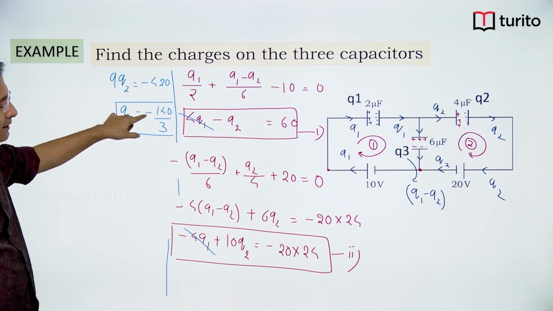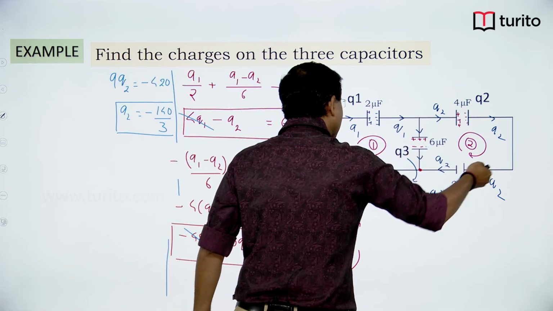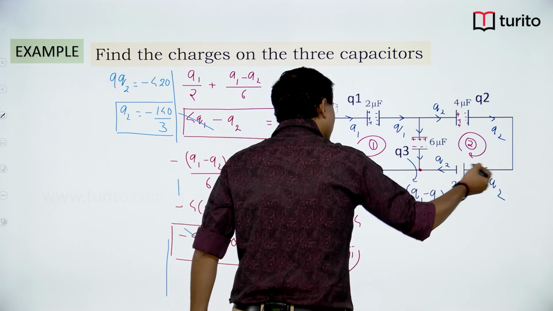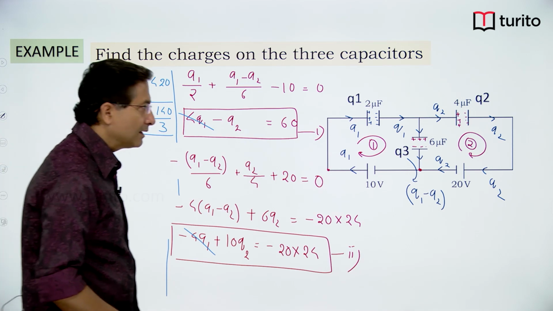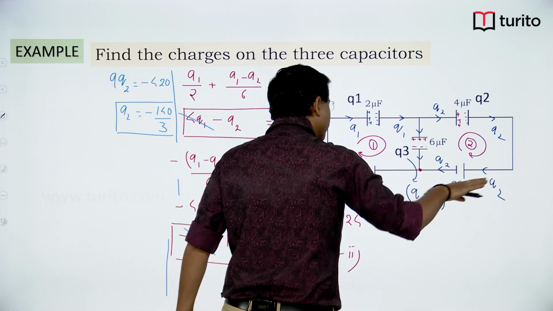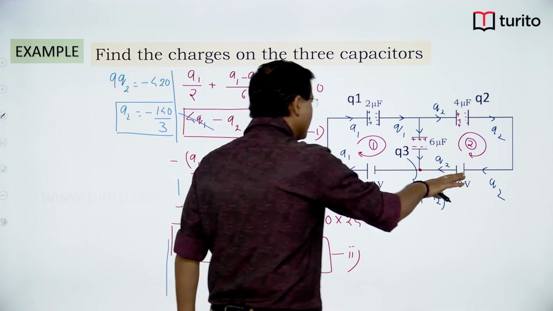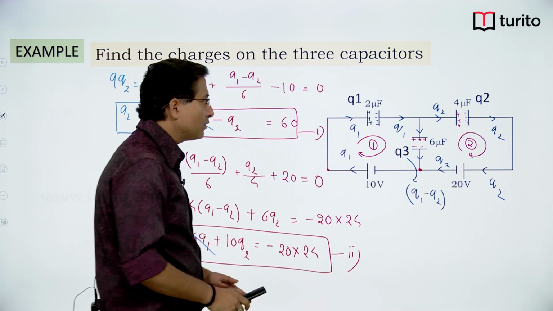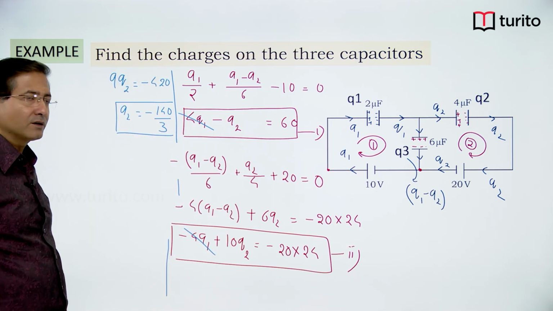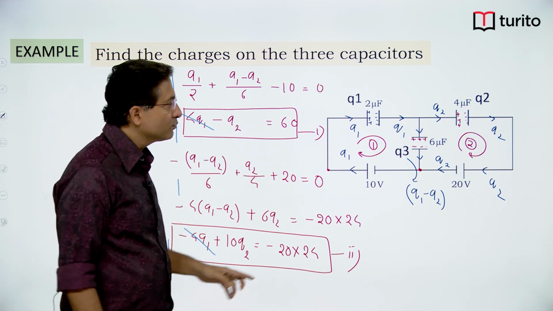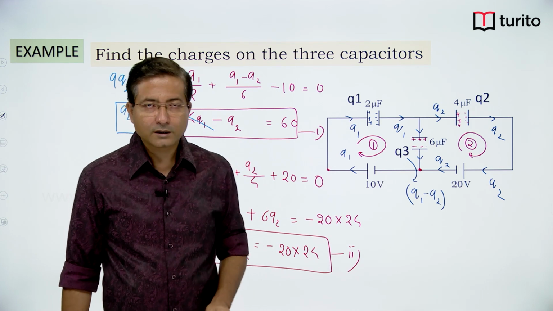Here this minus sign indicates that whatever direction we have selected, opposite to that the charge will flow. So, instead of Q2 flowing this way, what we have selected, the charge will flow this way, right. So, direction of the charge flow will be opposite. Now, you have the value of Q2, you can substitute here and find out the value of Q1. You have the value of Q1 and Q2, substitute here, you will get Q3, right.